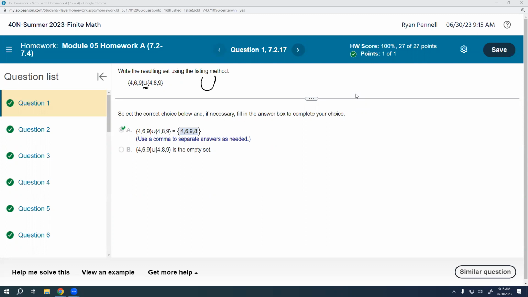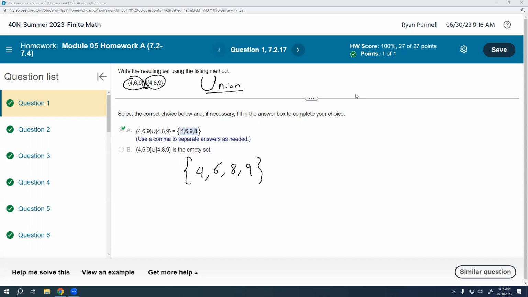It's like a big U. Let's think of that as the union. Okay, this is the union of two sets. All right, what does union mean? To become one. So we're going to put those sets in one. We're going to make one set out of these two sets. So that just means we're going to put braces, and then 4, 6, 8, 9.